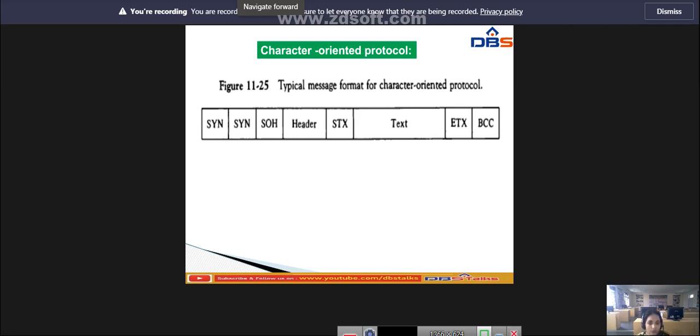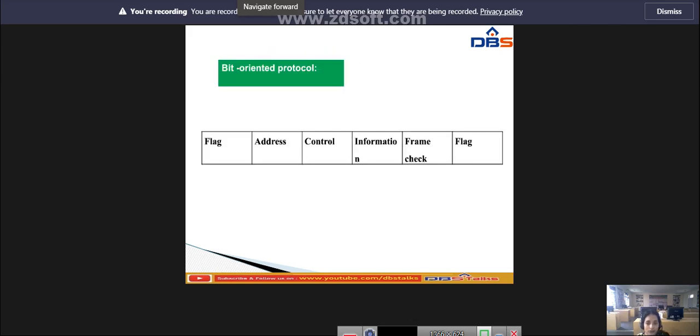So next coming to the bit oriented protocol. What is meant by a bit oriented protocol? This is the diagram of the bit oriented protocol. In this I have the flag, address, control, information, frame check, flag. So what is meant by a frame?